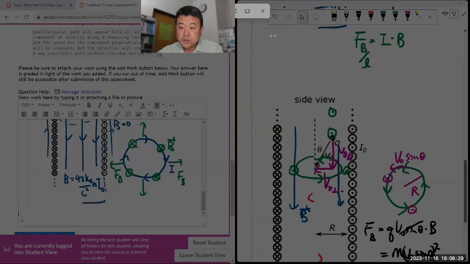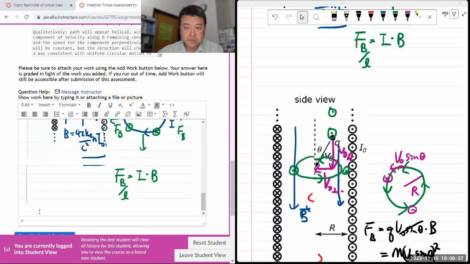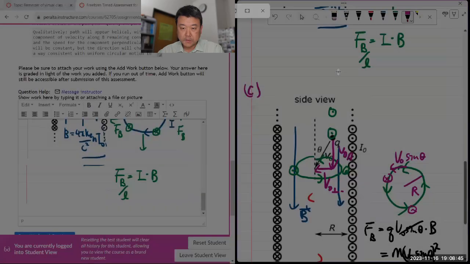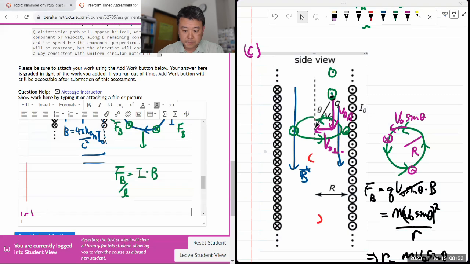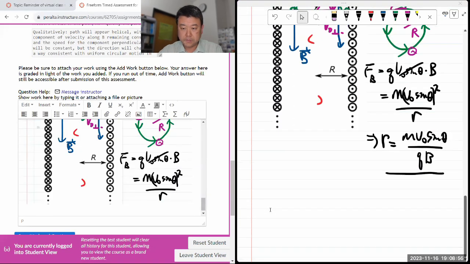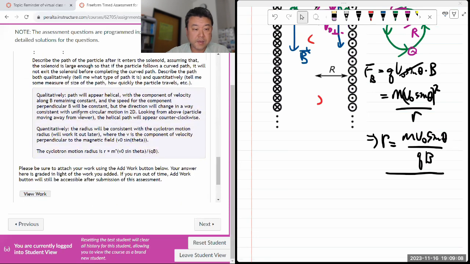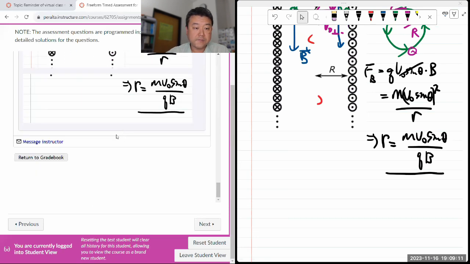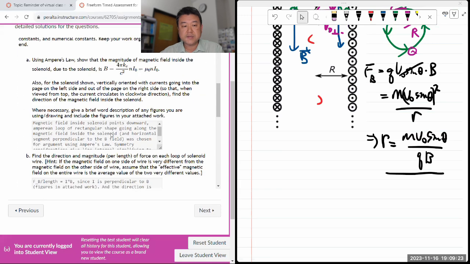Oh, I didn't write C. Let me write C. So I need to write part C here. Okay, save work and continue. And when I do review work, I can look at my answers and also view my work. And if I wanted to change my work for some reason, I can just refresh this page, and there will be an add work button that I can use to access and change work.